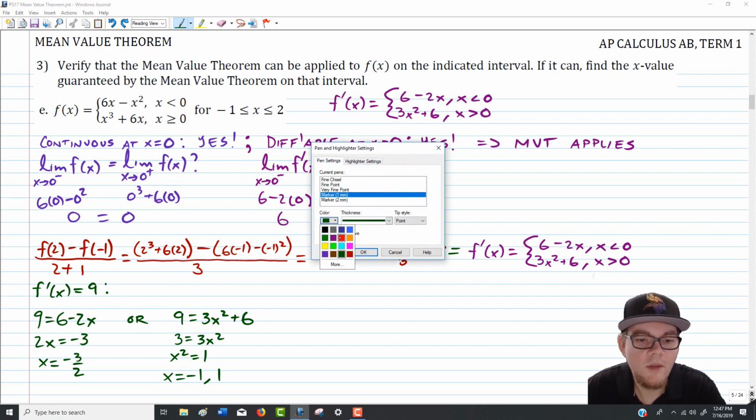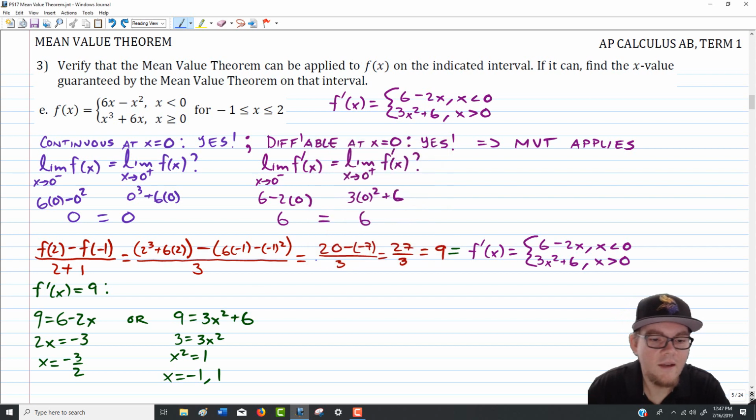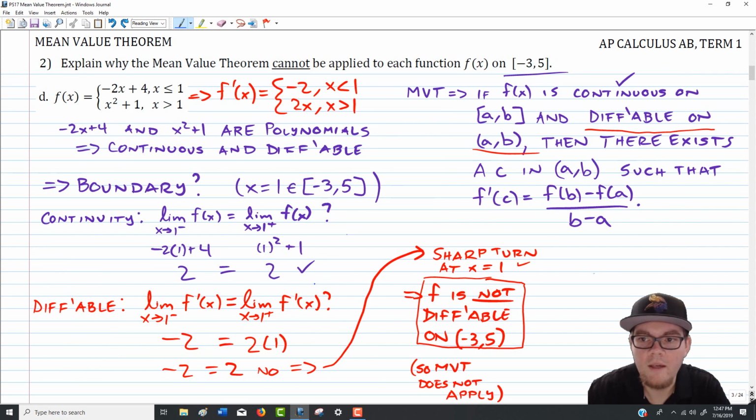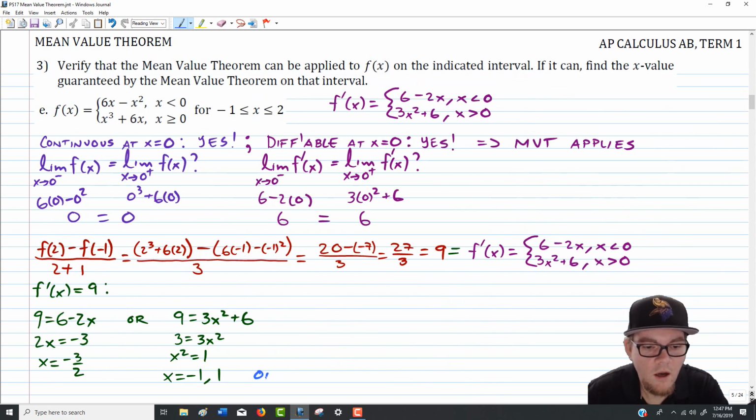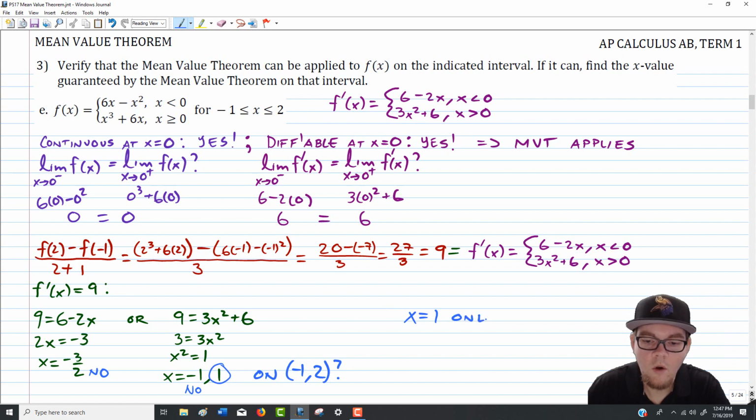And this is actually one of those challenging places. I kind of teased it earlier, in fact. What we're guaranteed, if we go back a little bit, is a c on the open interval. So we're looking for which of these values are on the open interval from negative 1 to 2. Looking at our values, negative 3 halves is negative 1.5, so negative 3 halves is out. It's not included there. And weird as it is, negative 1 is also out. It's in the closed interval, but we're looking for values in the open interval. Those are the ones that are guaranteed by the MVT. So the only one that works is 1, and that means our answer is x equals 1 only.